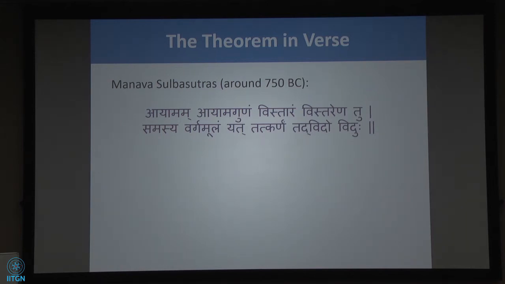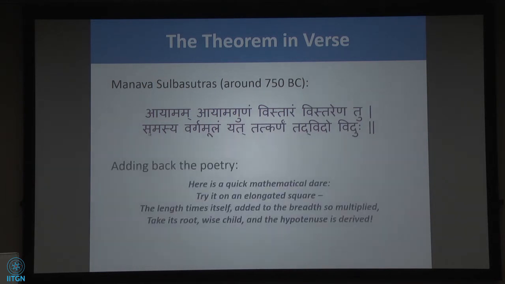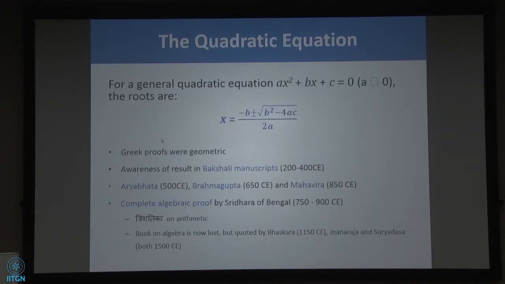So this is an instance of how, again, mathematics is expressed in poetry. And in that same tradition, I tried to do this in English, and that's what I came up with. Here is a quick mathematical dare. Try it on an elongated square, which is what a chaturashrasya is. The length times itself, added to the breadth, so multiplied. Take its root, wise child, and the hypotenuse is derived. And the wise child there is just a nod to Lilavati of Bhaskara, where he addresses his reader as Bale, Vatsa, Mitra, Bala, Kuranga, Lola, Nayana, and so on.